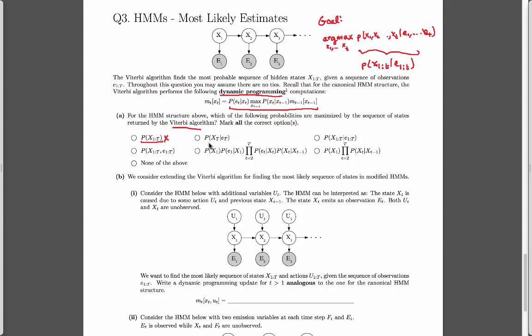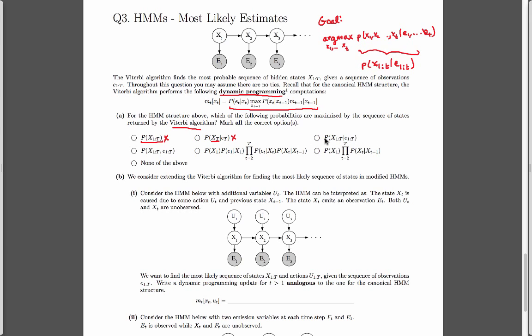Next, let's look at this example. In this case, it's only looking at the last time step, x capital T given E capital T. This also isn't what the Viterbi algorithm is maximizing over because of the dynamic programming updates. It's actually considering all of the time steps and all of the evidence, not just the last state and not just the last evidence. So this is also incorrect. And it's very much possible that if you were to maximize and find the most likely state x capital T given E capital T, that would be different than the x_T that you would find if you maximized over the entire sequence of states given your entire sequence of evidence.